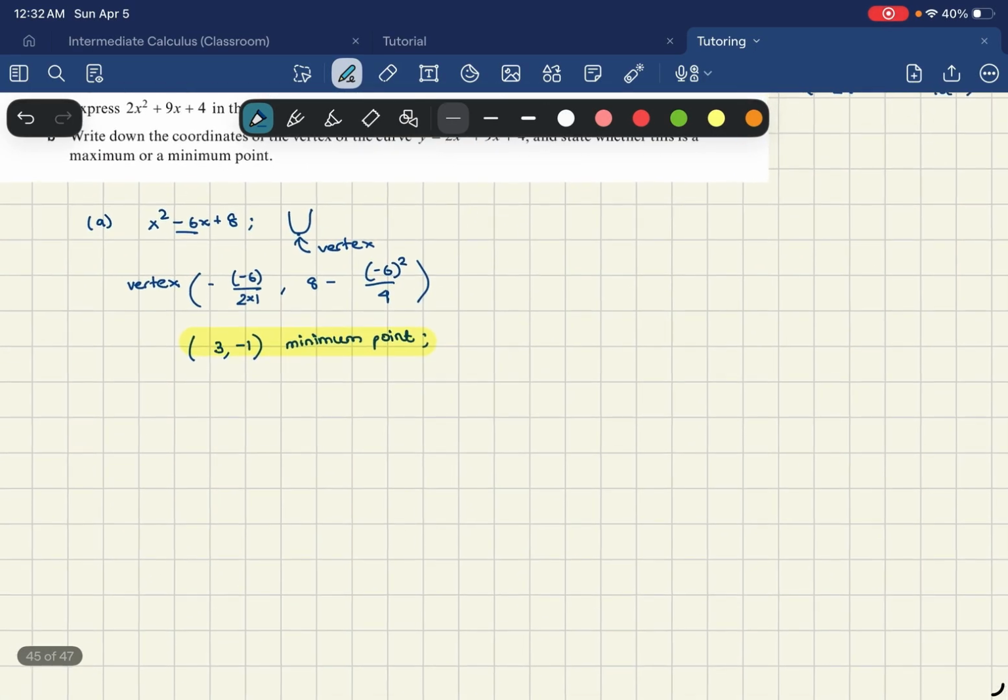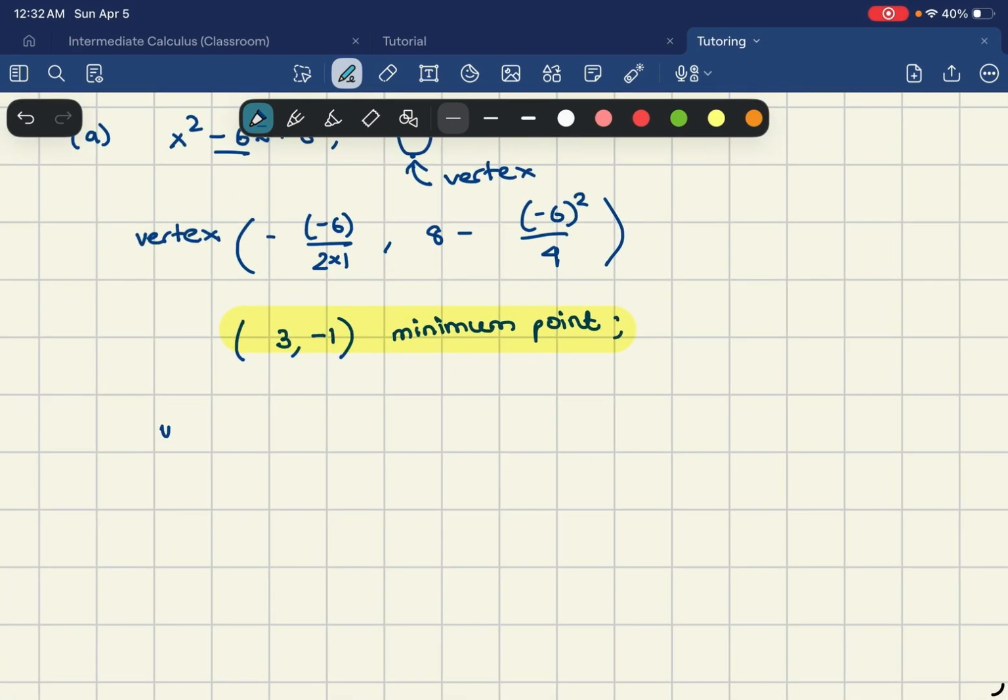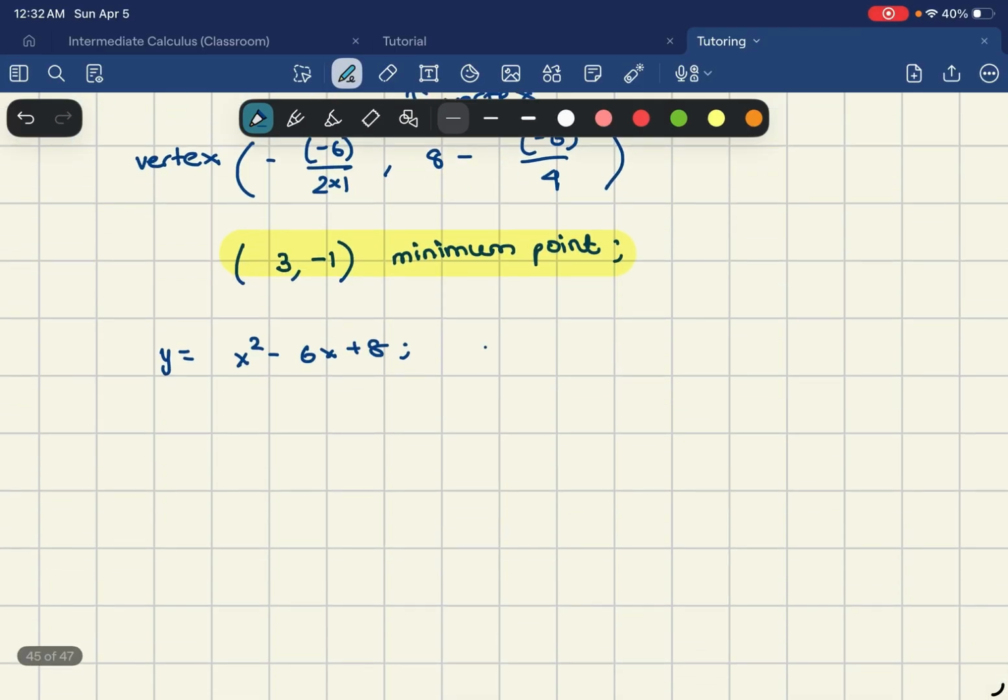And let's solve for the intercepts. If y is equal to x squared minus 6x plus 8, then for your y-intercept you set x equal to 0. If x is equal to 0, y is equal to 8. The first part will be 0, the second part will be 0, and you just have the third part. So you have 0 comma 8. That is one point on your graph.